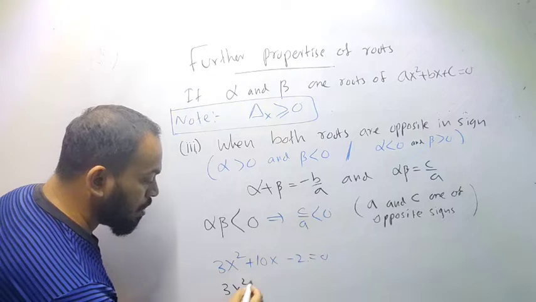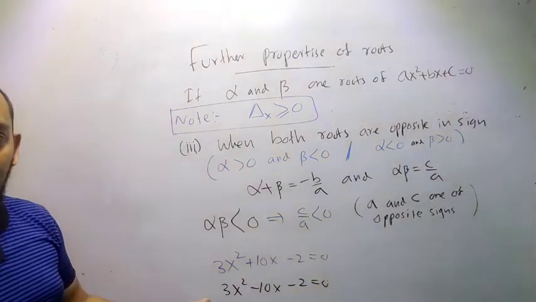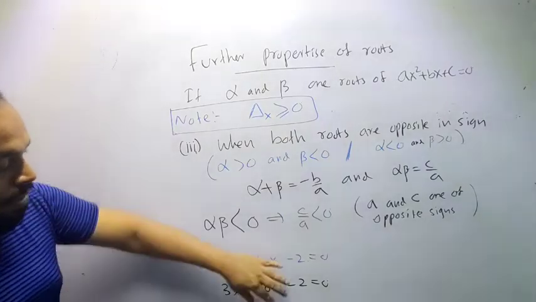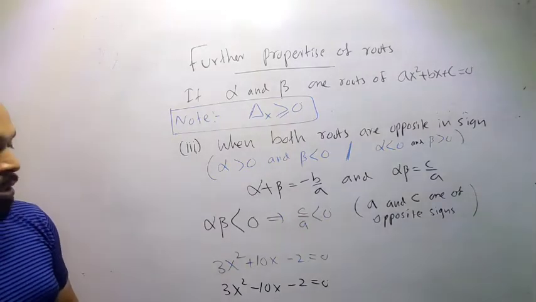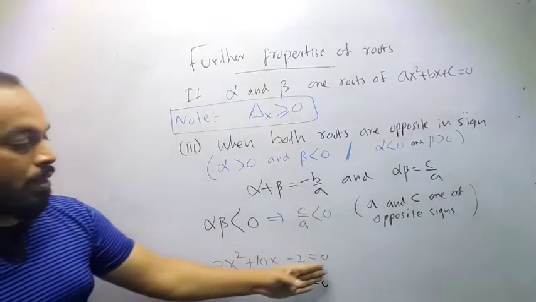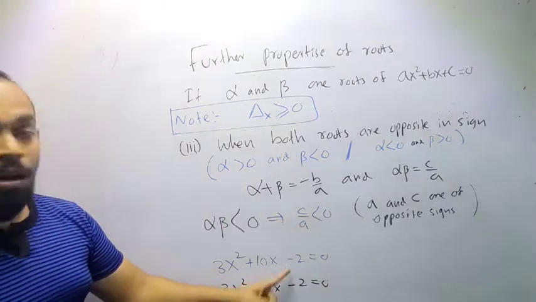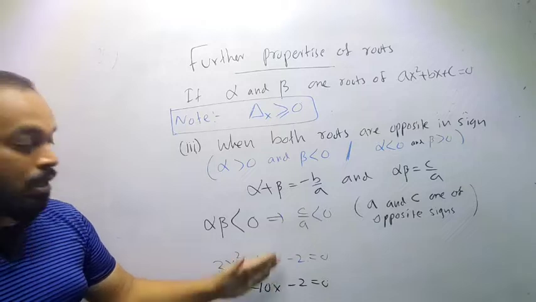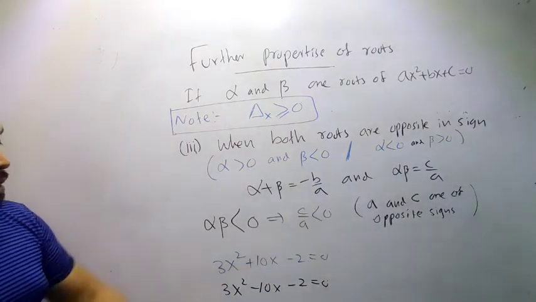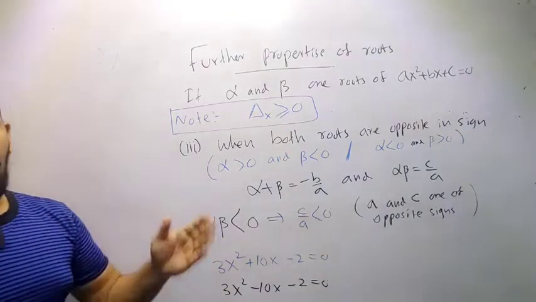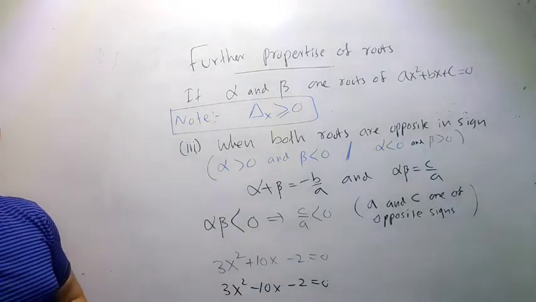Still, if you change this to 3x squared minus 10x minus 2 equals 0, it doesn't matter what the sign of B is. Both of these equations will have roots of opposite signs. So the roots will not be equal. The roots are not equal. When you consider both these equations, they are not equal numerically, but the signs will be opposite. Okay, so let's look into the last case.